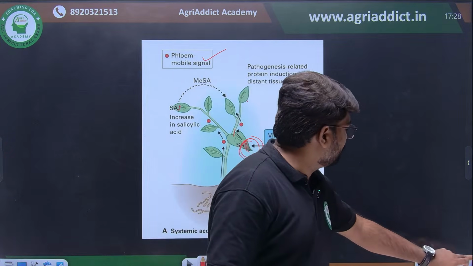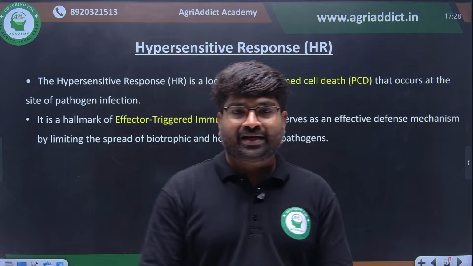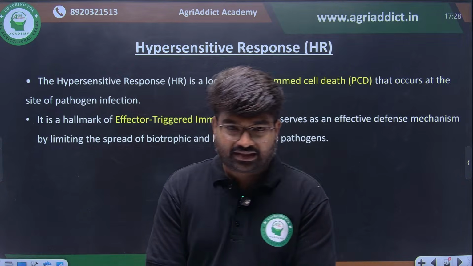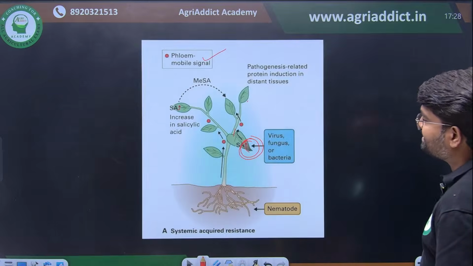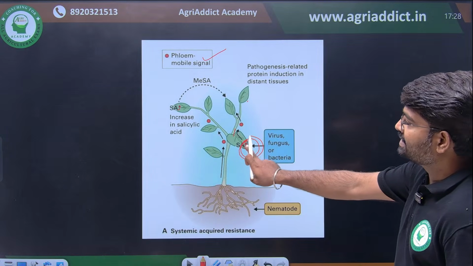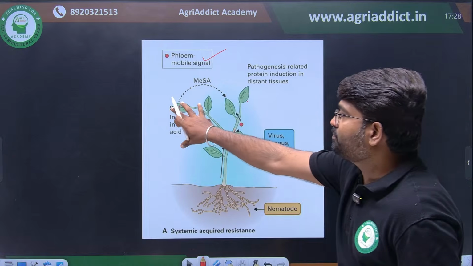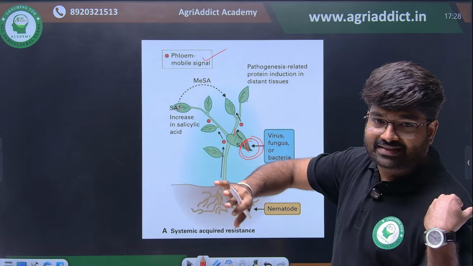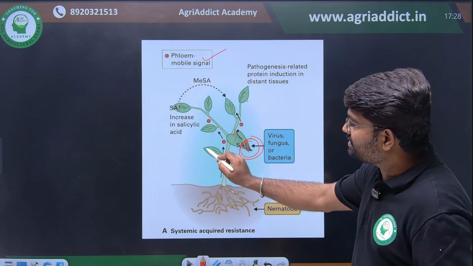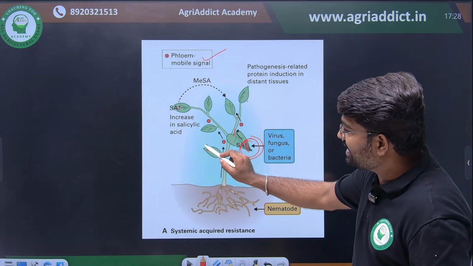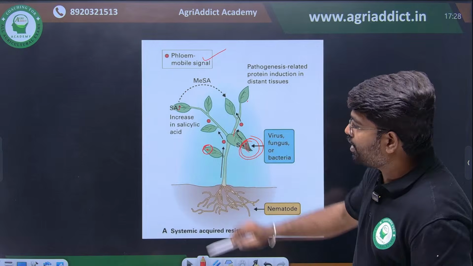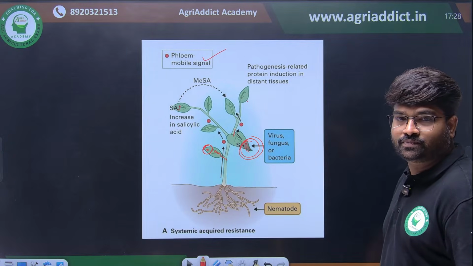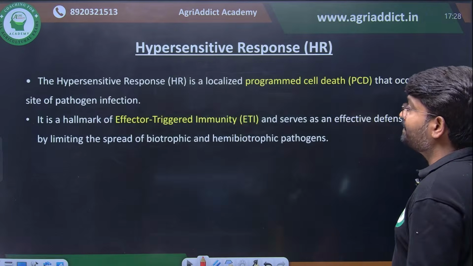Systemic acquired resistance is clear for everyone. Now we are coming to another important point, the hypersensitivity response. In the previous slide, if an infection is there, it produces the mobile signal, which prepares the other parts of the plant for enhanced resistance. Another thing: if an infection is there in a particular tissue, there can be programmed cell death around this area that can prevent the further spread of the pathogen to other tissues. This is known as what?